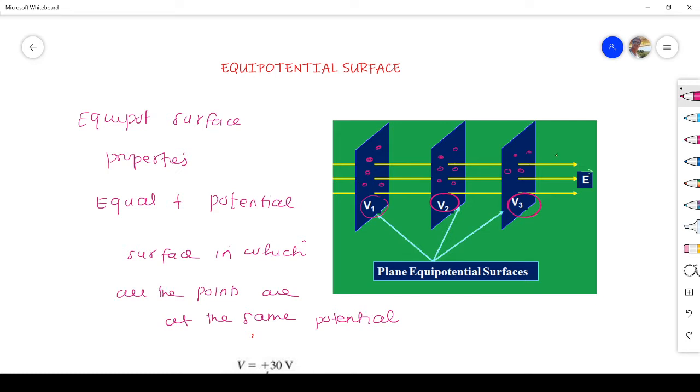So the electric field I have drawn perpendicular here. The electric field is perpendicular to the surface. So E is perpendicular to the equipotential surface. Like that only we have to draw. Why is the electric field perpendicular to the equipotential surface? That is very important. I will explain in this video. So first we know what an equipotential surface is.